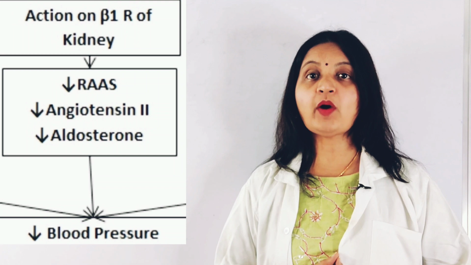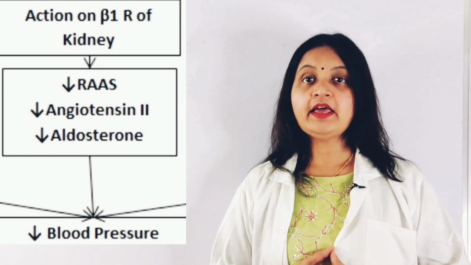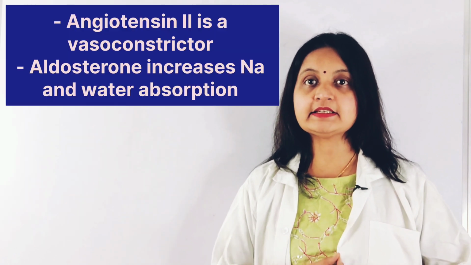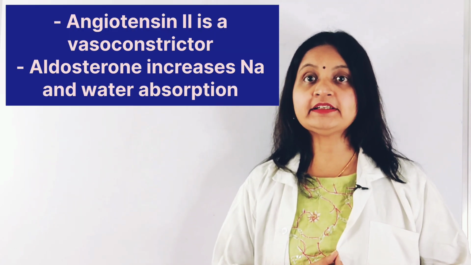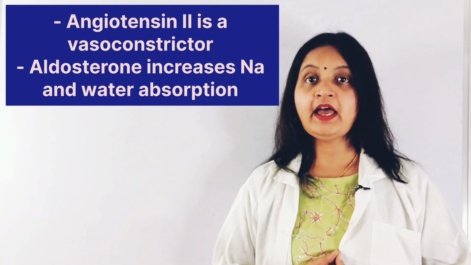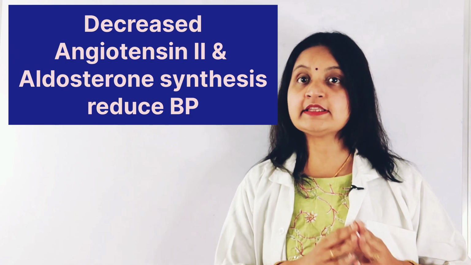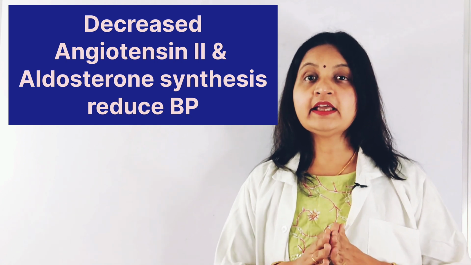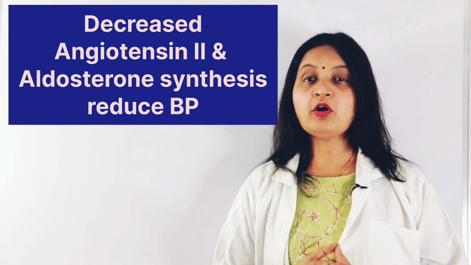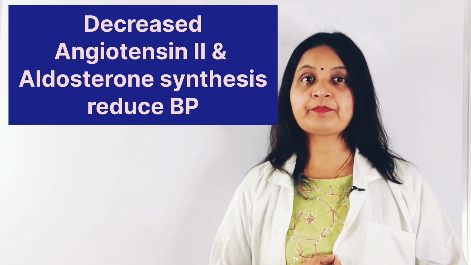Secondly, by blocking the beta-1 receptors of the kidney, they inhibit the renin-angiotensin-aldosterone system, resulting in decreased angiotensin II formation and aldosterone synthesis. Angiotensin II is a vasoconstrictor and aldosterone is responsible for increased absorption of sodium and water, increasing the blood volume. So beta blockers, by decreasing the formation of angiotensin II and aldosterone, decrease the peripheral vascular resistance and also decrease the blood volume, thereby helping in lowering the blood pressure.